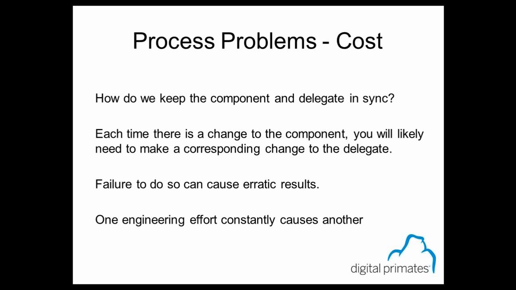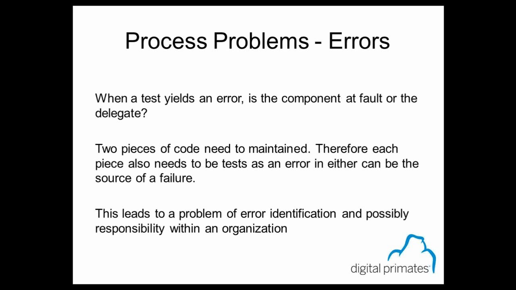Now, in addition to that problem, we have the errors. What happens when a test fails? We now have two pieces of code. It's the old adage that a man with two watches never knows what time it is. What happens when we have an error? Is it the component? Or now we have a delegate. Is that delegate broken? Because it could be that the component's working fine, but someone made an error in the delegate, which is causing our test to fail. So we have two pieces of code that need to be maintained. Each piece needs to actually be tested individually, as an error in either could be the source of the failure.